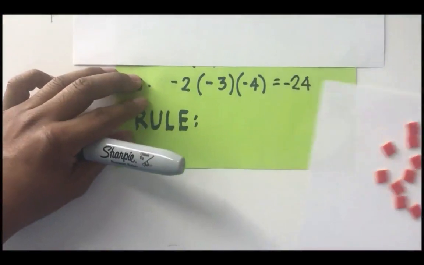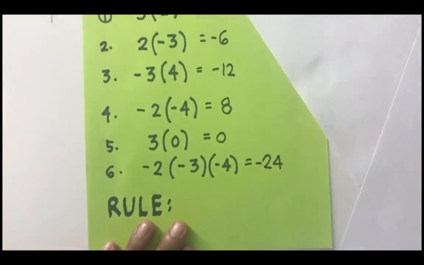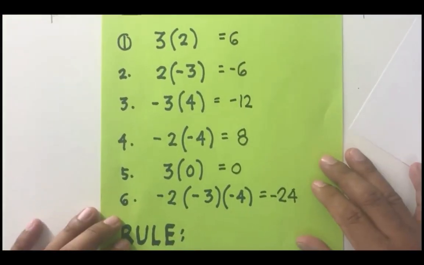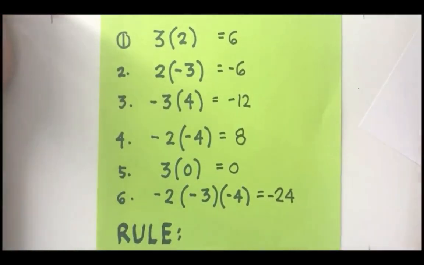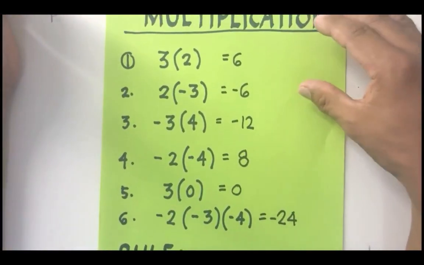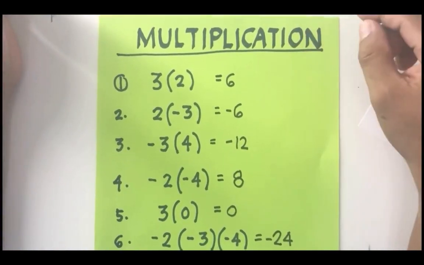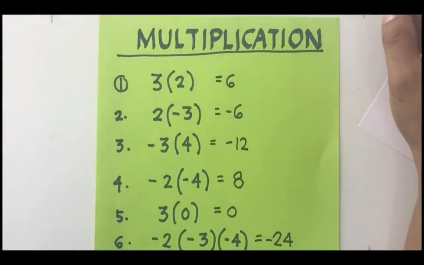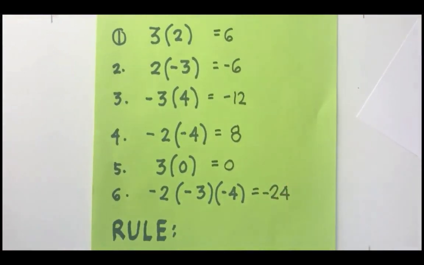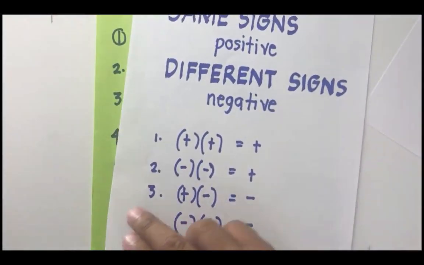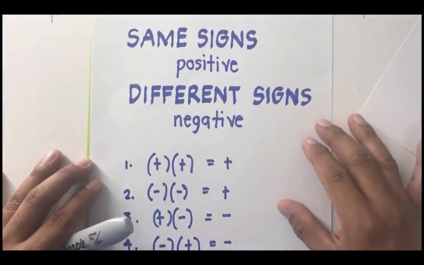Okay? Now at this point, I want you to observe the signs and the operation and come up with your own rule for multiplication of integers. And I want you to write your answer in your journal notebook. Okay, assuming that you have done that already, let's look at the rules.